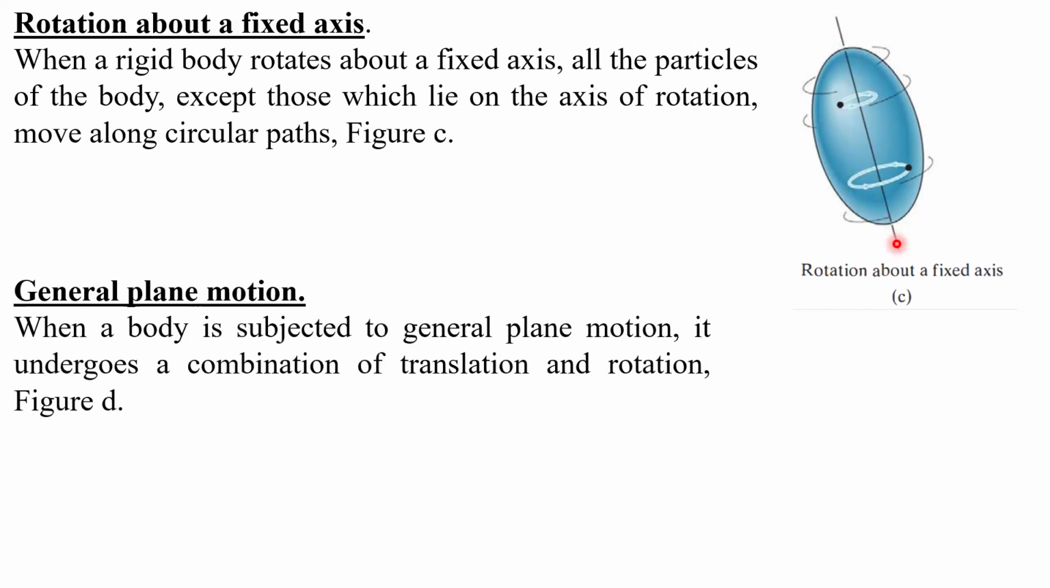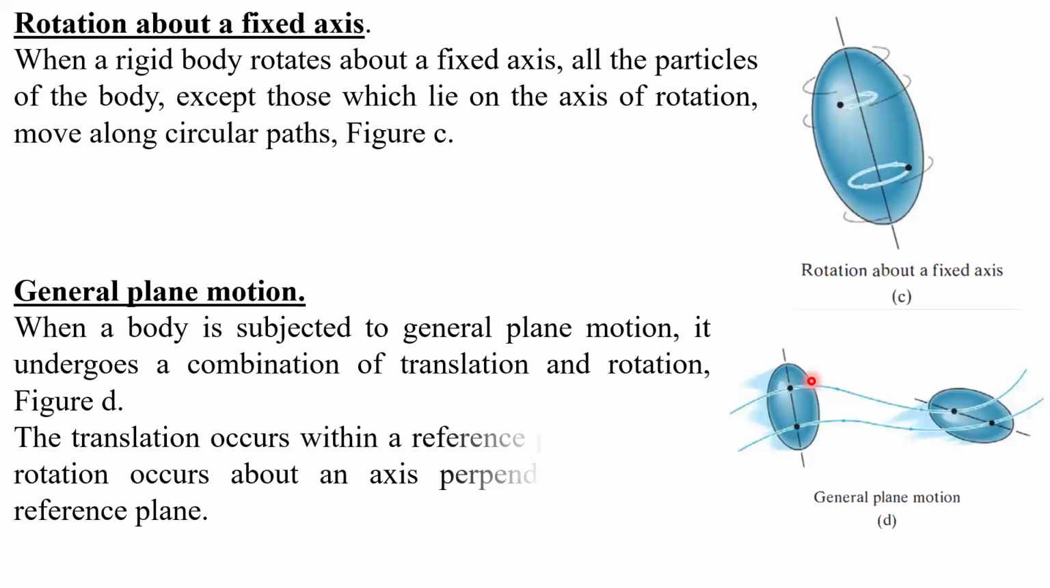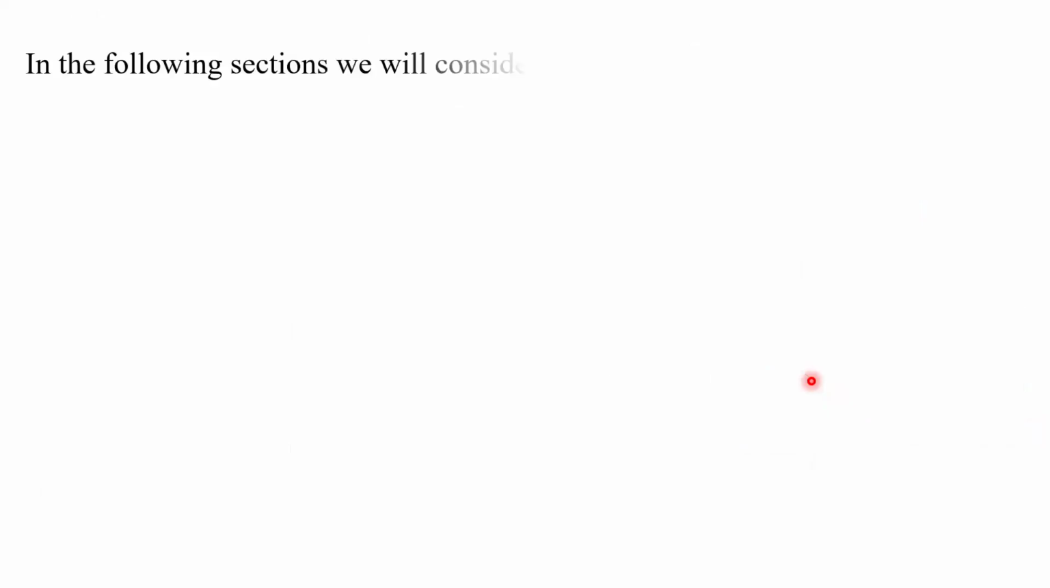General plane motion. When a body is subjected to general plane motion, it undergoes a combination of translation and rotation. So here, the body can rotate as well as translate. That is general plane motion. The translation occurs within a reference plane, and the rotation occurs about an axis perpendicular to the reference plane. In the following sections, we will consider each of these motions in detail.